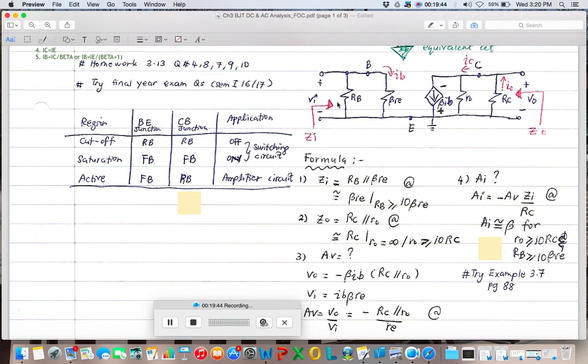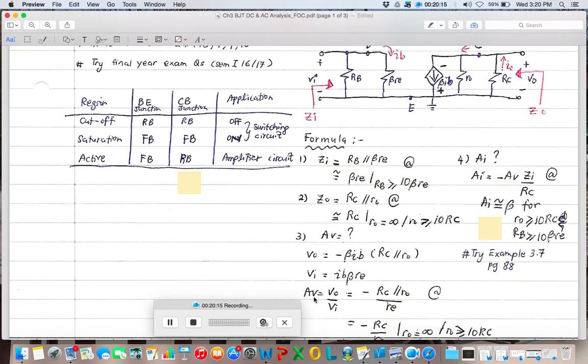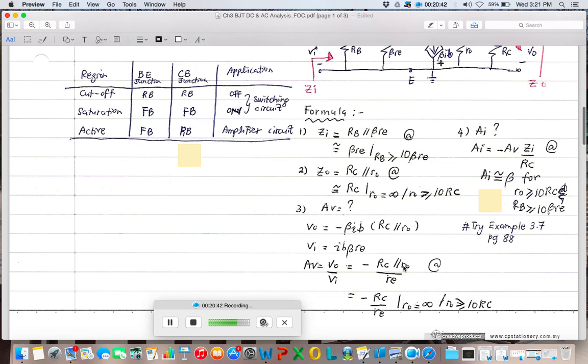Now for VI, it is measured from this third point, the B terminal to the ground. So VI is IB, the current IB, times beta RE. Okay. IB times beta RE. After that we calculate the AV. So AV is V out over VI. So V out over VI, we can cancel out the IB here, yeah, IB here cancels out with IB here. And then beta we can cancel out. What's left is minus RC parallel to R0 over RE. Or if R0 is too big, you can simplify the equation. It becomes minus RC over RE.